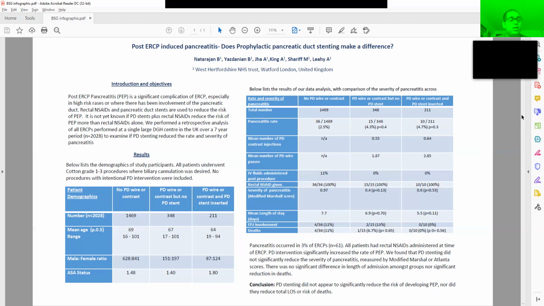We conclude from our study that PD stenting post-PD intervention in non-PD directed procedures does not significantly reduce the risk of developing post-ERCP pancreatitis, nor does it reduce the total length of stay, nor deaths from this complication.